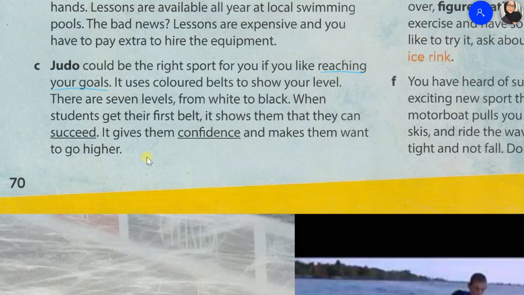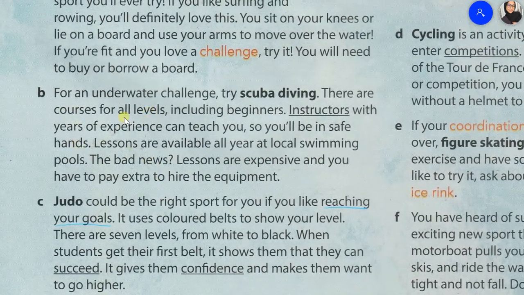Okay. All right. Now, okay, what about this one? What do you think the keyword is? There are courses for all levels, including beginners. Instructors will also teach you basic lessons. Okay, so lessons. So basically, you are learning about how to scuba dive. Underwater challenge.